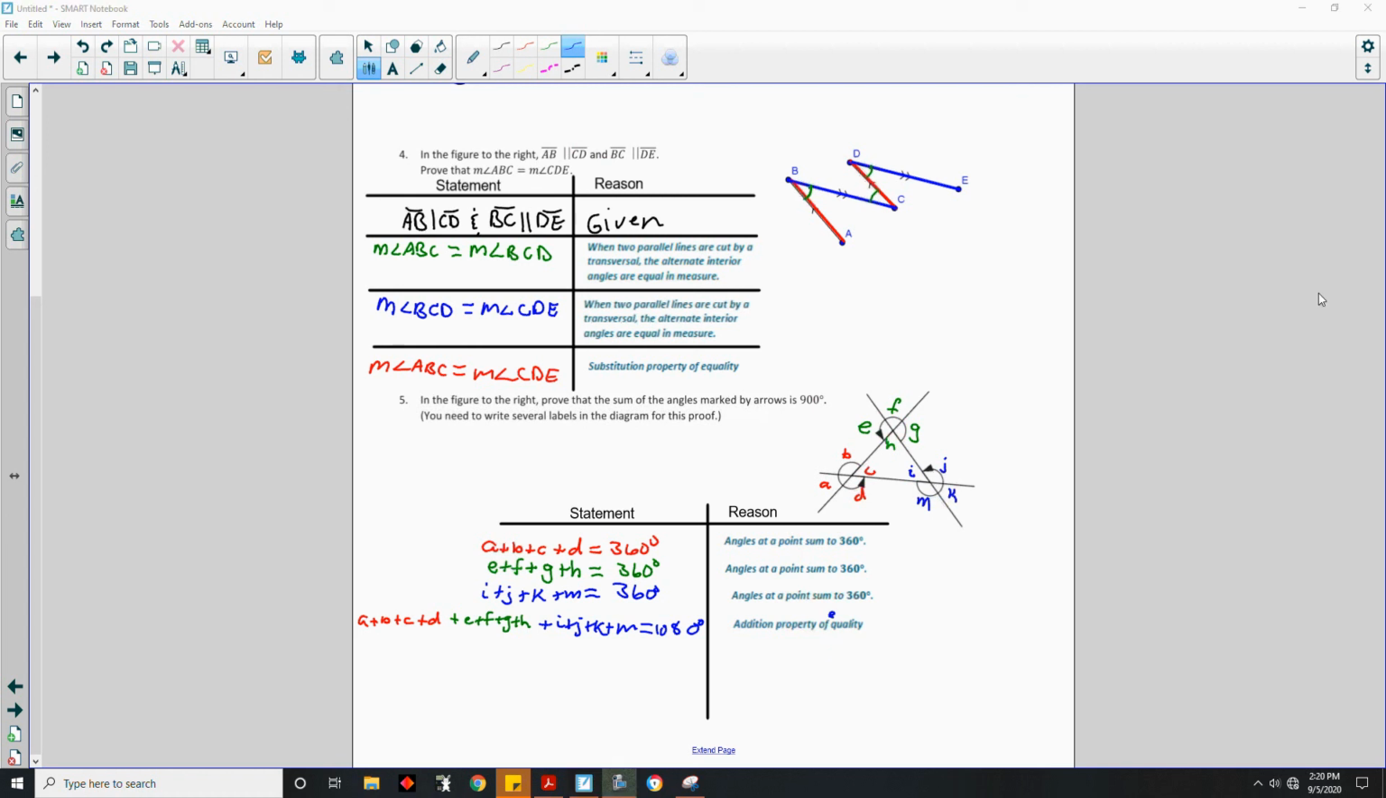Now look inside the triangle and we have C, H, and I. So now I'm going to say C plus H plus I equals, well, what do these three angles equal? They're inside a triangle, hint, hint, 180 degrees. So the sum of the angle measures in a triangle is 180 degrees. So C plus H plus I equals 180.